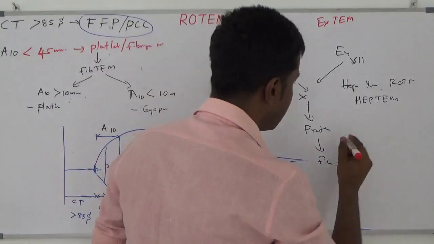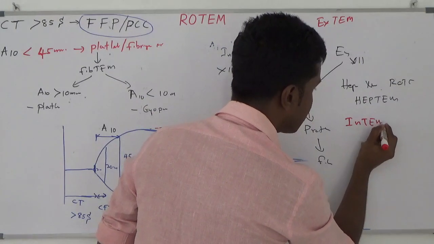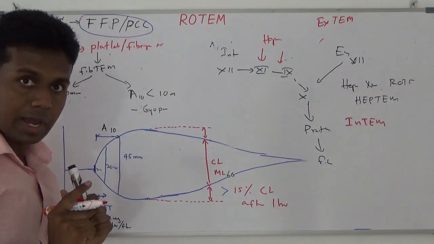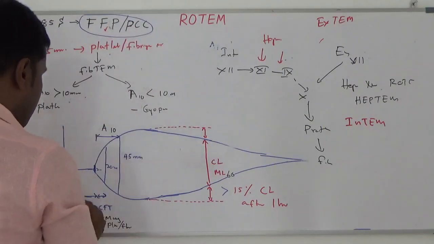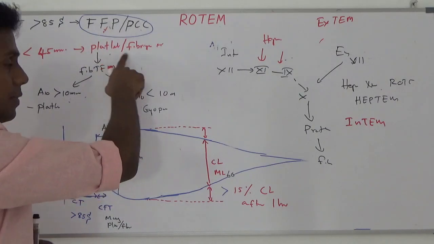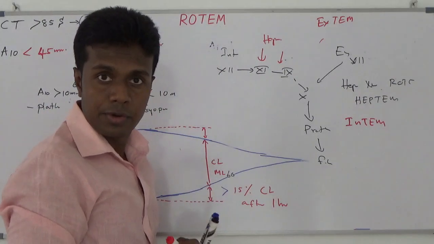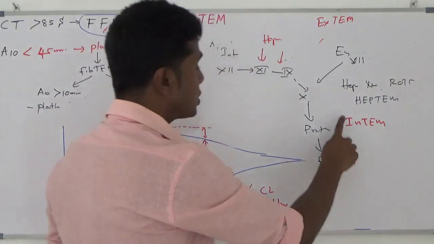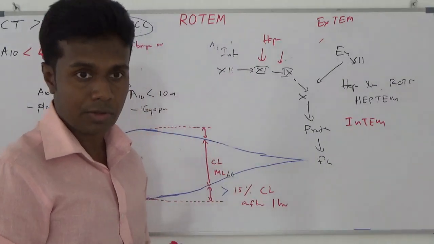I am going to do INTEM here. INTEM, intrinsic pathway activation. Up to now I did only extrinsic pathway activation. From that I identify whether my patient has heparin effect, FFP deficiency, prothrombin factor deficiency, platelet deficiency, fibrinogen deficiency, need for tranexamic acid, or factor 13 deficiency. So now I am going to do INTEM. That means I am going to stimulate the intrinsic pathway.